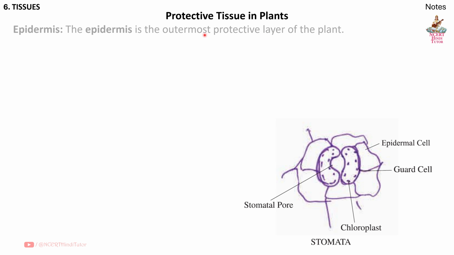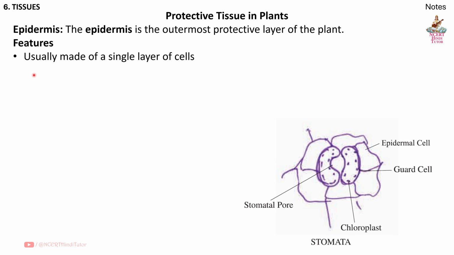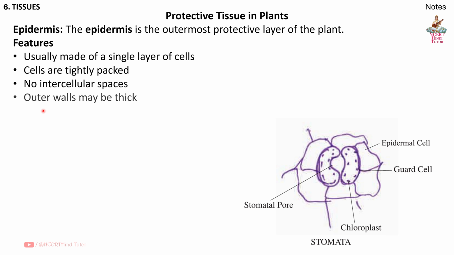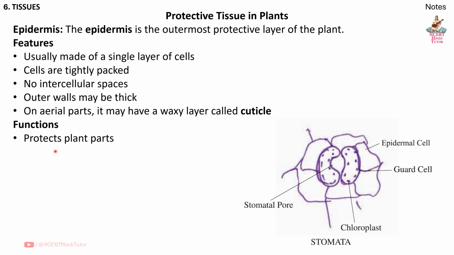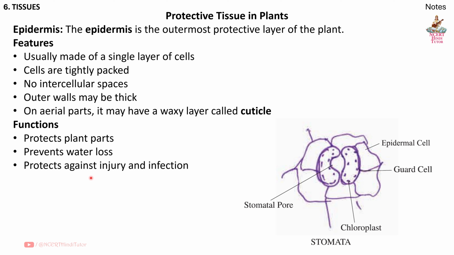Protective tissue in plants. Epidermis. The epidermis is the outermost protective layer of the plant. Features: usually made of a single layer of cells. Cells are tightly packed. No intercellular spaces. Outer walls may be thick. On aerial parts, it may have a waxy layer called cuticle. Functions: protects plant parts, prevents water loss, protects against injury and infection.